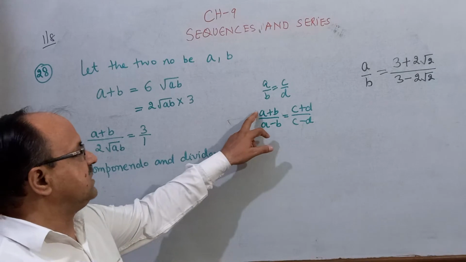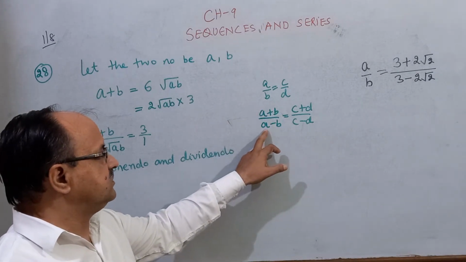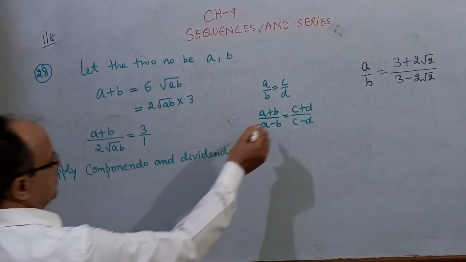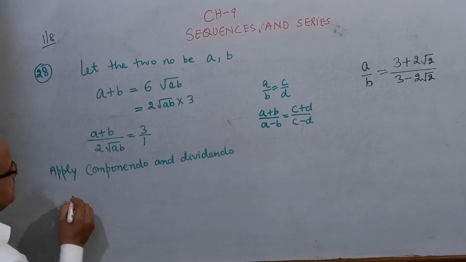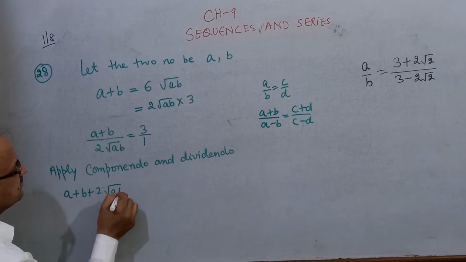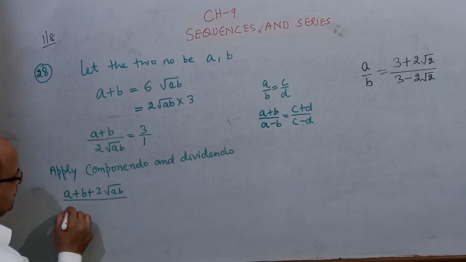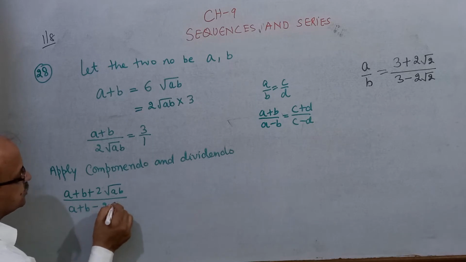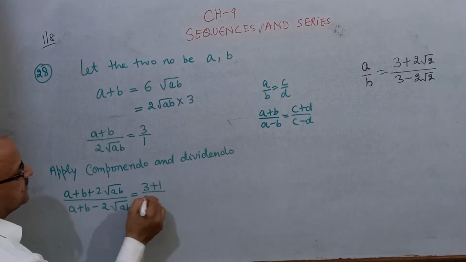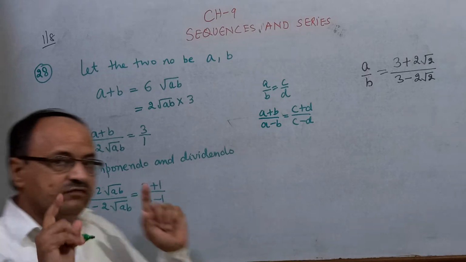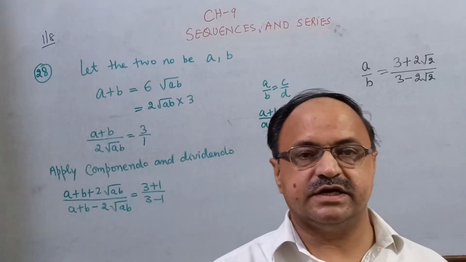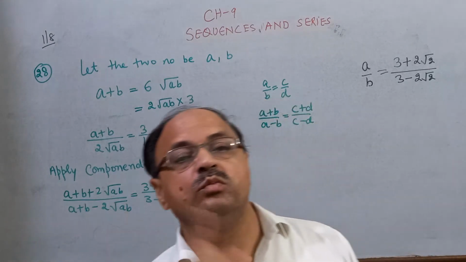Componendo means the sum of numerator and denominator, and dividendo the difference of numerator and denominator. This is called componendo dividendo. Apply this result here. A plus B plus 2 root AB upon A plus B minus 2 root AB is equal to 3 plus 1 upon 3 minus 1. Always apply componendo and dividendo on both sides, not on the left hand side or the right hand side alone.